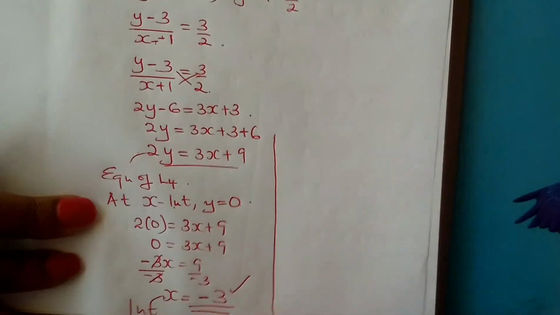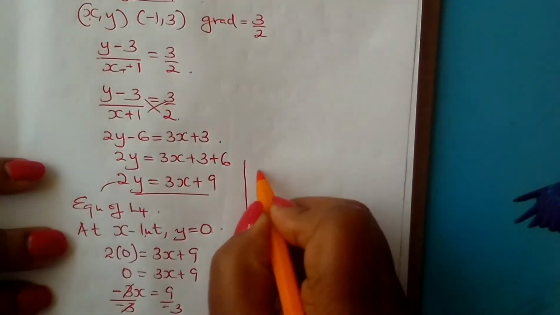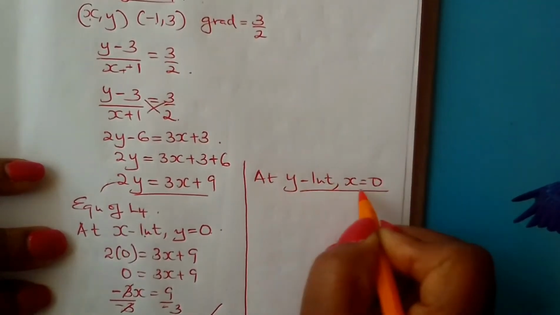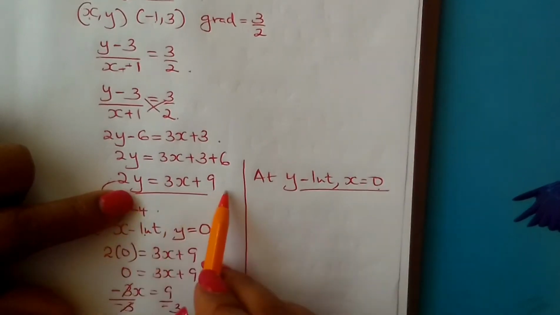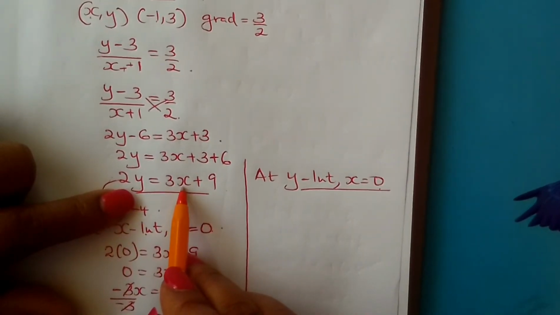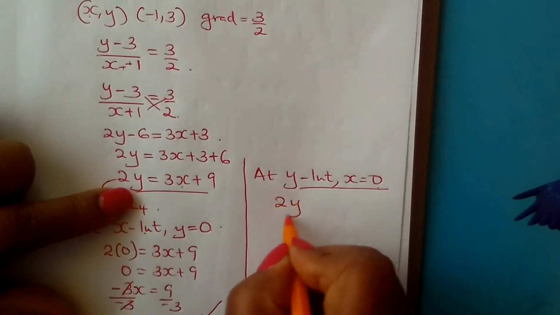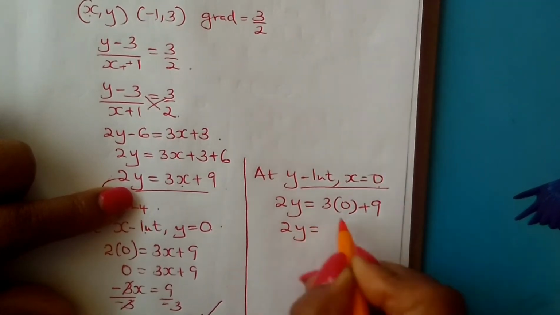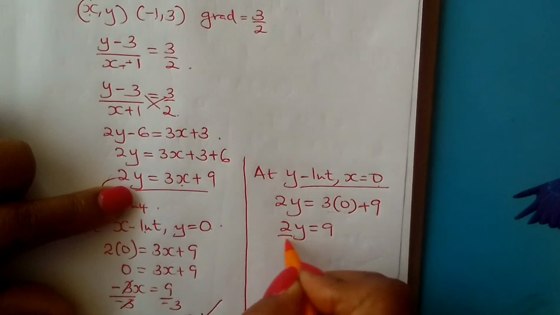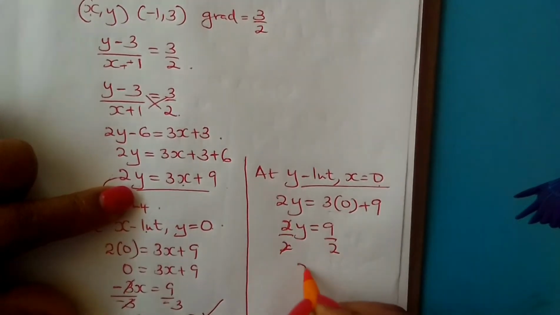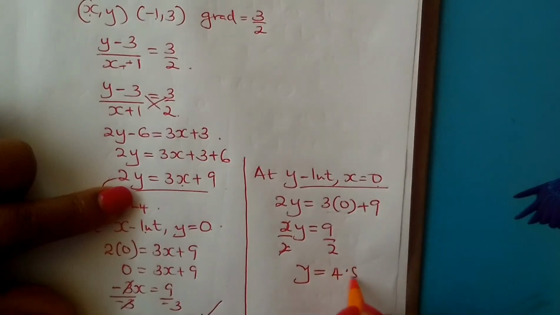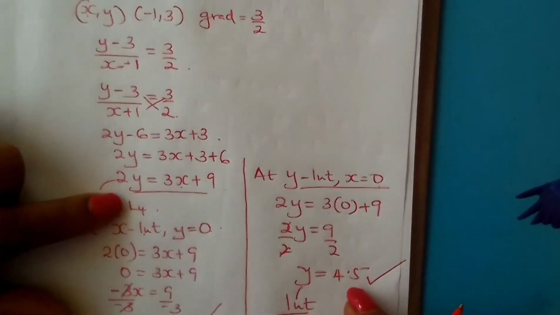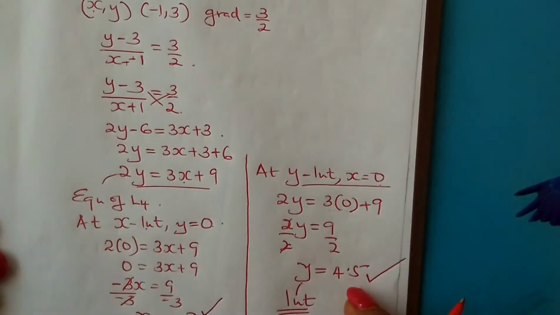Then, learner, we do the same for the y-intercept. At the y-intercept, we normally say that x is 0. You take your equation again, where you have x, you put 0. So you talk of 2y is equal to 3 in bracket 0 plus 9. So 2y is equal to 0 plus 9, which is 9. Divide by 2, learner, and therefore your y is 4.5. And this is the y-intercept, the value of y where that line L4 cuts the y-axis.